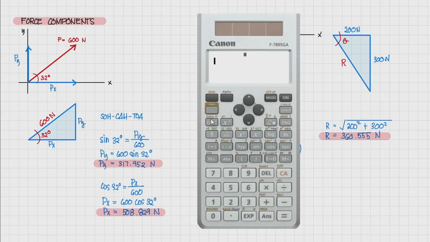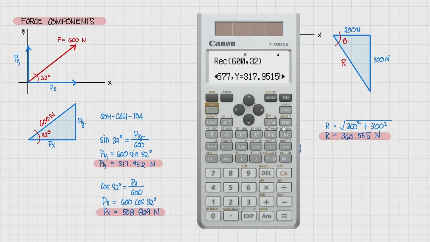So our first step, you can use any mode. We're going to click shift and then rectangular. Then we're going to input the coordinates. For r, it's 600. And then shift, comma. Then for the angle theta, we have 32 degrees. Then we close the parentheses and press equal. And there you go. You have your x and y components. For the x component, you have 508, and for the y component, you have 370. So it's quite simple, right?